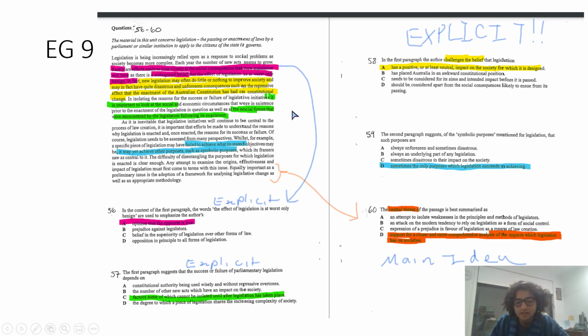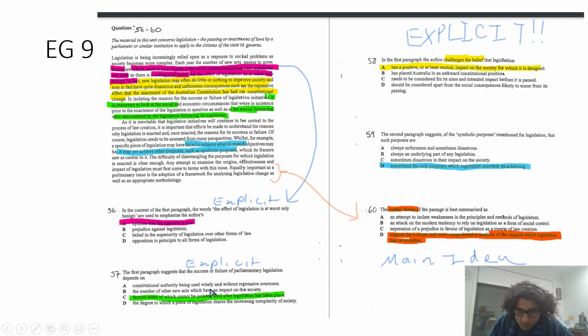57. The first paragraph suggests that the success or failure of parliamentary legislation depends on... Okay, first paragraph suggests. What's the main theme of the first paragraph? The main theme is that legislation right now is not so good, right? It sometimes made stuff a lot worse because no one looks at the social consequences. Yeah? So now let's look at the answers.